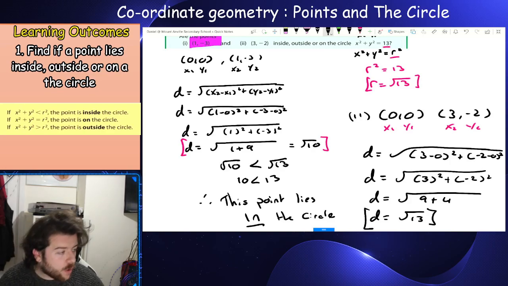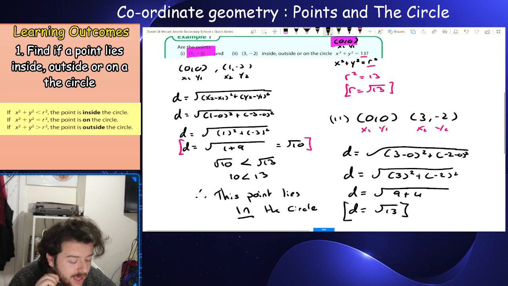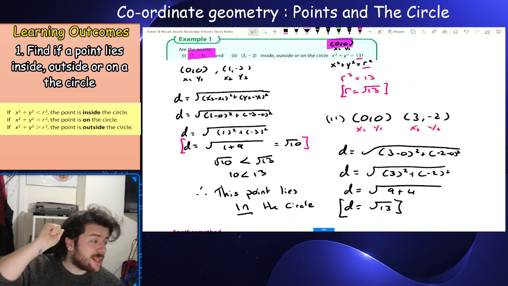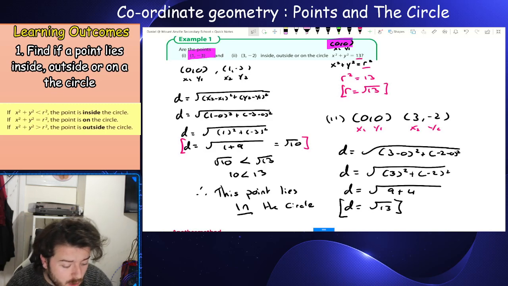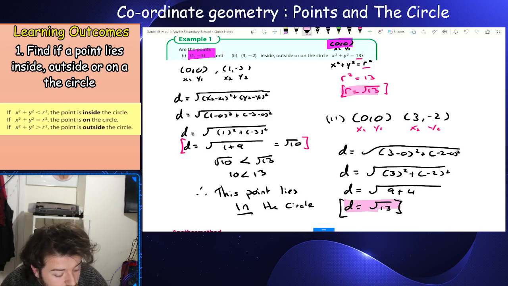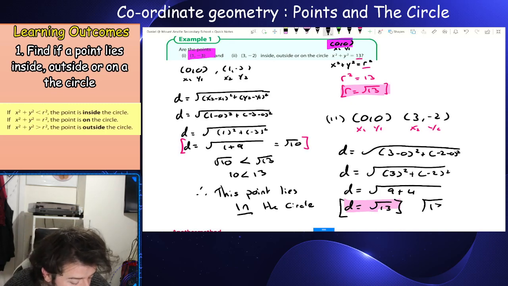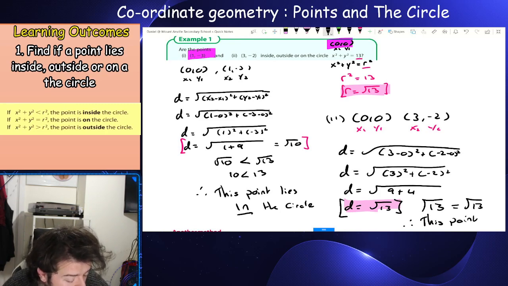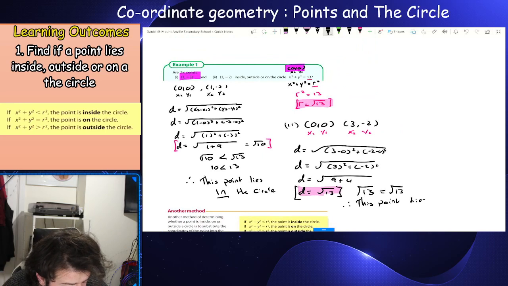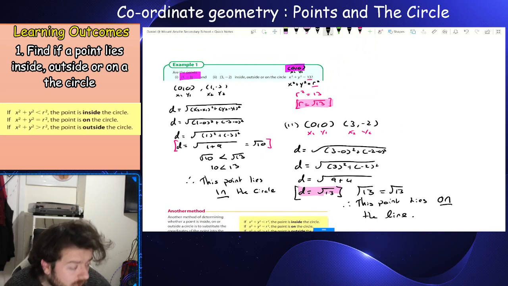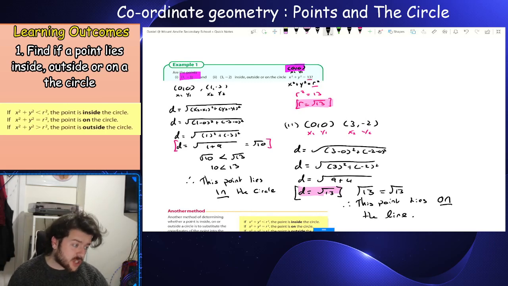Hold on, wait a minute. My distance from the center point 0, 0 to the point 3, minus 2 is equal to square root of 13, which is equal to my radius. So since my distance is equal to my radius, since square root 13 equals square root 13, therefore this point lies on the circle. So it lies on the circumference of the circle.